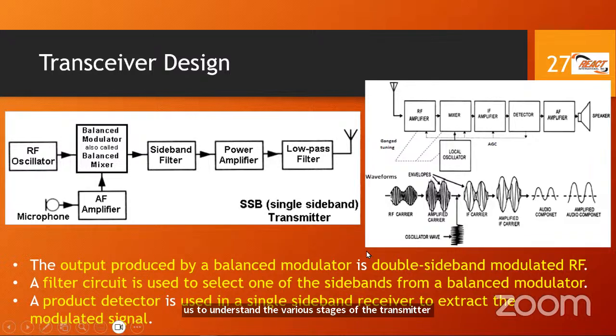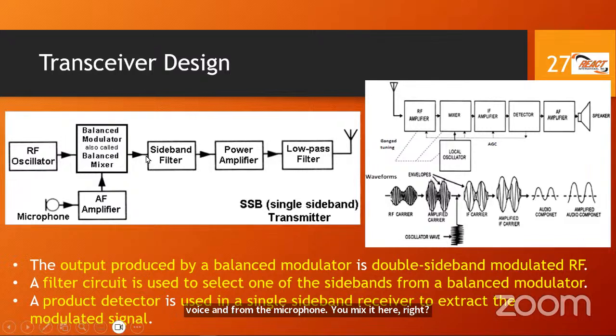Okay, so exam questions. The output produced by a balanced modulator, again, remember a balanced modulator is also called a mixer, is double sideband modulated RF. Right, so we need to know this for the exam. If this is your transmitter and you have your sine wave generator, RF oscillator, you modulate it with the audio from your voice and from the microphone, you mix it here, right, that's the balanced modulator.